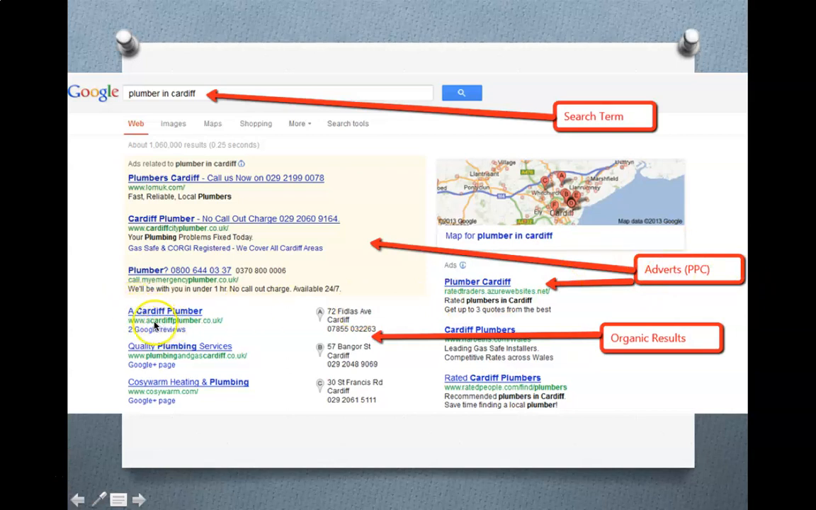For example, if we take this Cardiff plumber here, he has probably come up here because you can see he's got Google Businesses set up, so you can see his address comes up with Google Businesses. He, I would say, obviously has a very good website relative to the words plumber in Cardiff, and you can see Cardiff plumber in his heading, so that helps him as well. Things like that, they're Google-like, and that help with the natural search engine optimization.